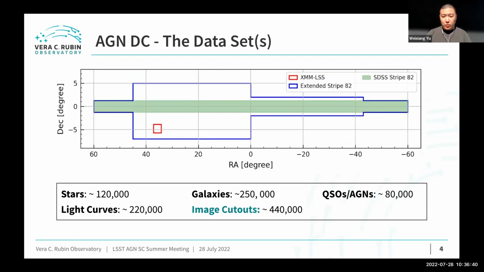So the data sets we put together include sources from 3 main classes: stars, galaxies, and QSOs or AGNs, from 2 main survey areas. One is the Stripe 82, which we extended a little bit to a larger area to maximize overlap with other surveys. That is shown in blue. Also the XMM-LSS area, shown in red. For half of the sources, we include the light curves from the SDSS Stripe 82 survey. Later on, we added image cutouts for nearly all of the sources as requested by the Italian team.